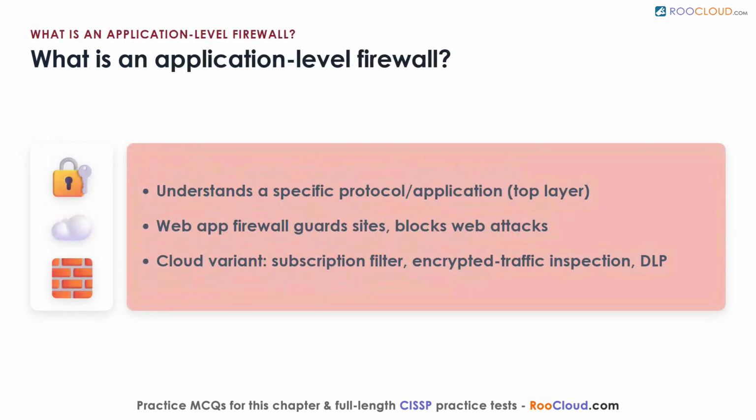What sets an application-level firewall apart? It understands the actual service it is protecting. Operating at the top layer of the model, it filters based on a specific protocol or application, which lets it make far smarter decisions about what is really being requested. A common example guards websites by enforcing strict rules on traffic to and from a web application, blocking web-specific attacks.